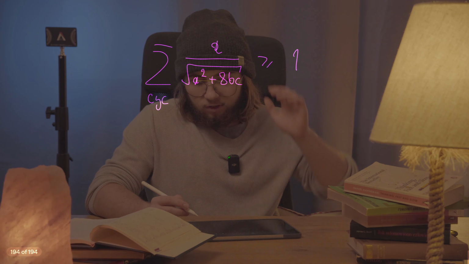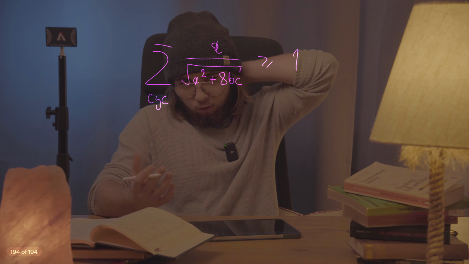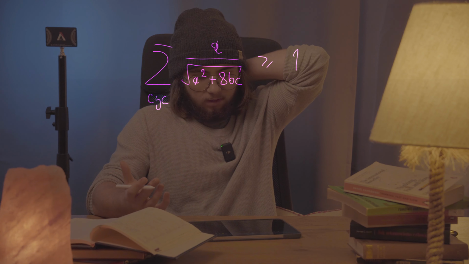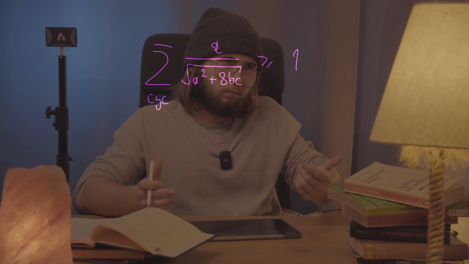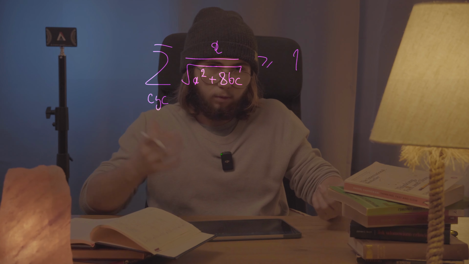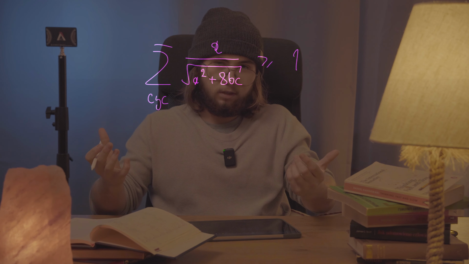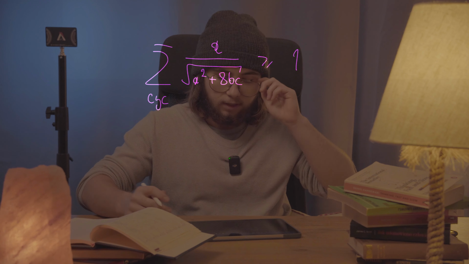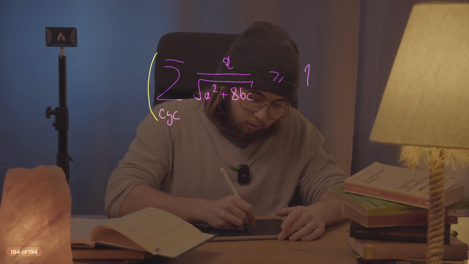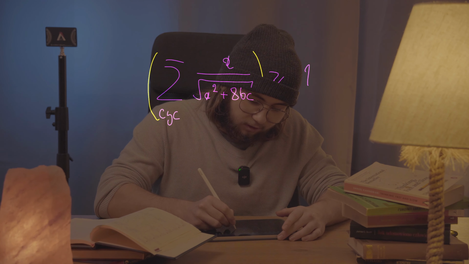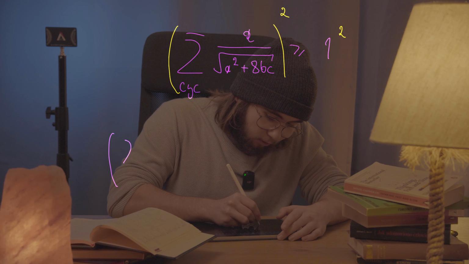So there is no problem for me to just square both sides of this inequality. I mean, a, b, and c are positive reals. There's no problem for me to just square everything. I've got two positive numbers on both sides of this inequality. Squaring them will not change the sign, but squaring looks something like this.